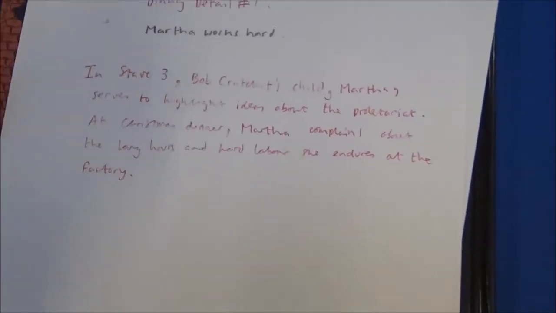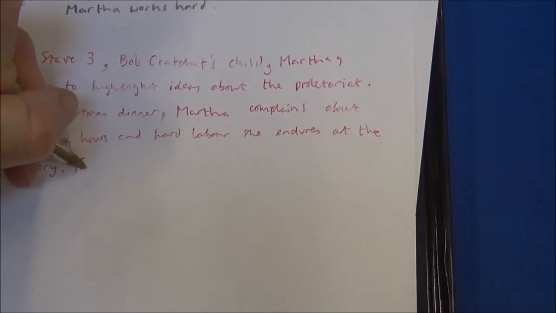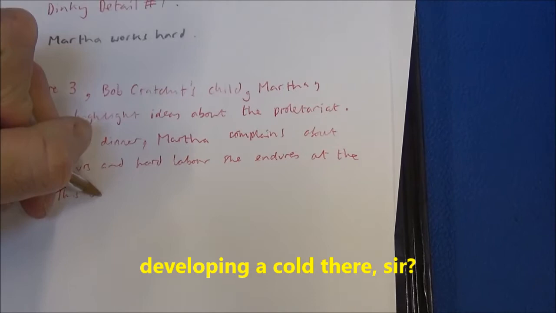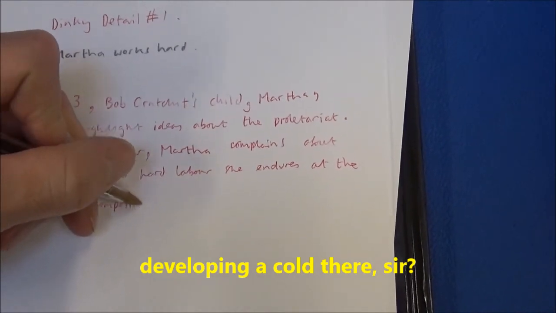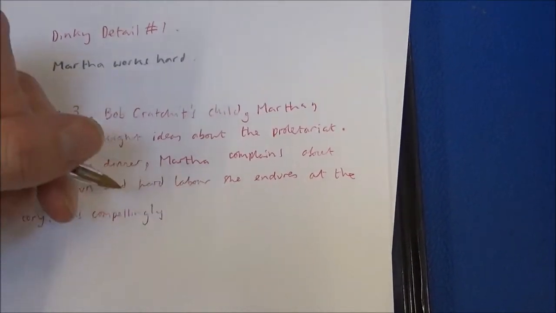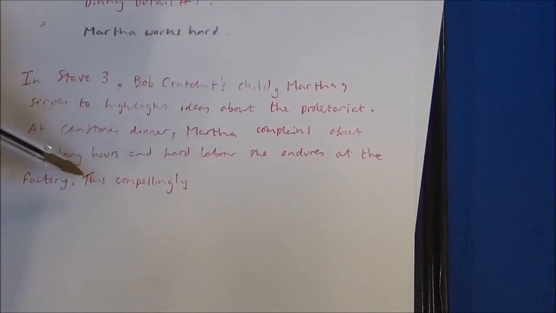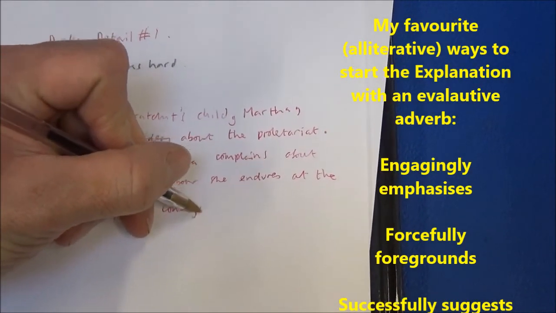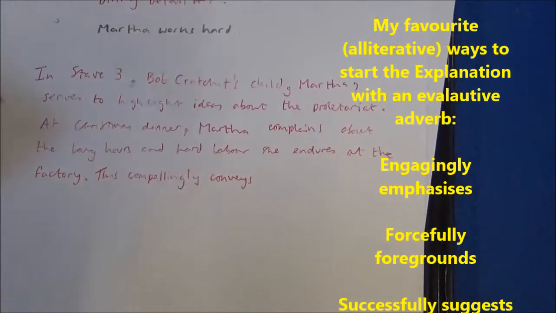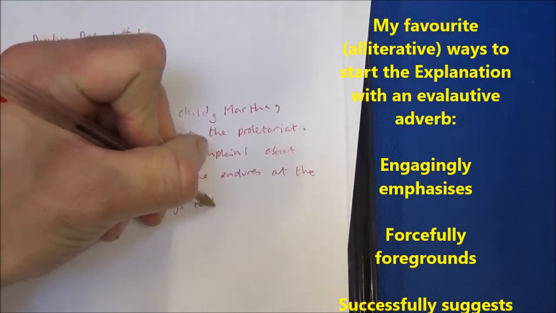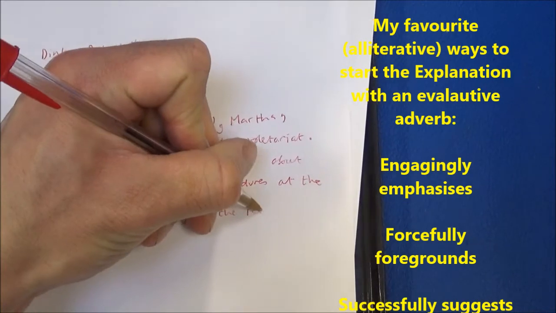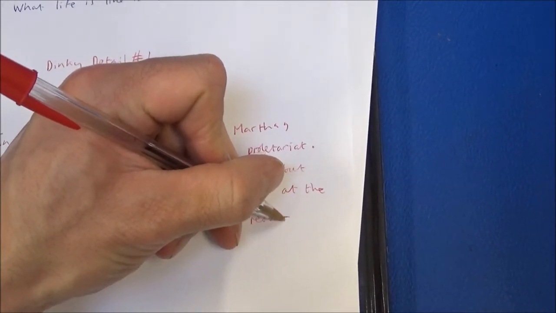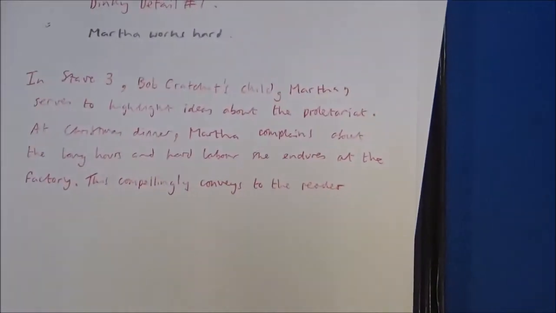We're going to start with the old faithful. This compellingly emphasises, or compellingly conveys, or successfully suggests, or forcefully foregrounds. Using an evaluative adverb never hurts, and conveys, foregrounds, emphasises. These are nice ways to launch into your explanation. This compellingly conveys to the reader, and God help you all if you don't mention the reader. Examiner insists on that at Edexcel.